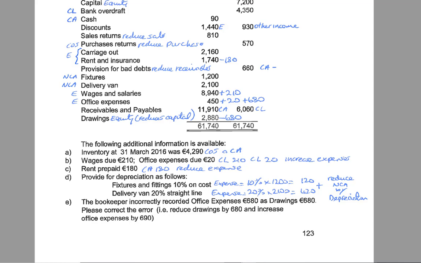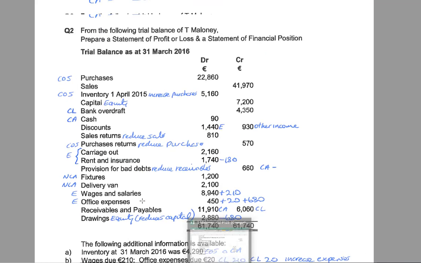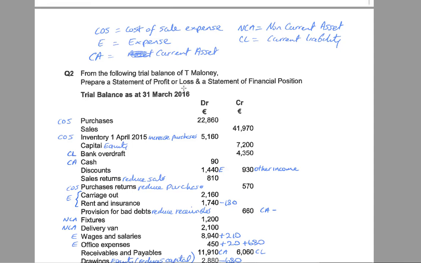Well, we have to correct it. Drawings at 680 put in mistakenly, so take it out of drawings, and it should have gone into office expenses. So office expenses is there. So then to start, you start your profit or loss account. That basically is sales minus cost of sales less your expenses.